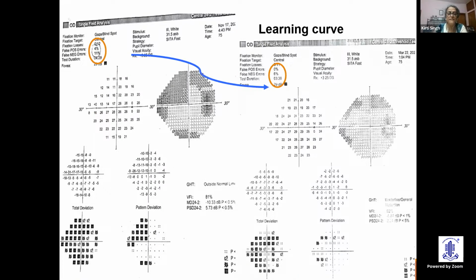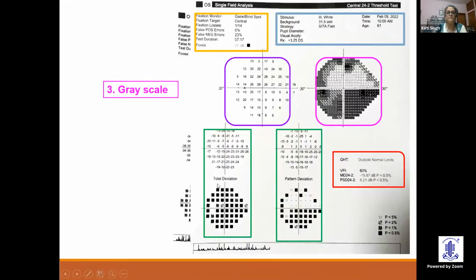Again, learning curve, same patient over some time. Now this you would label as a sectorial defect. Here there is not much defect. So again, a learning curve just based on the reliability aspects.